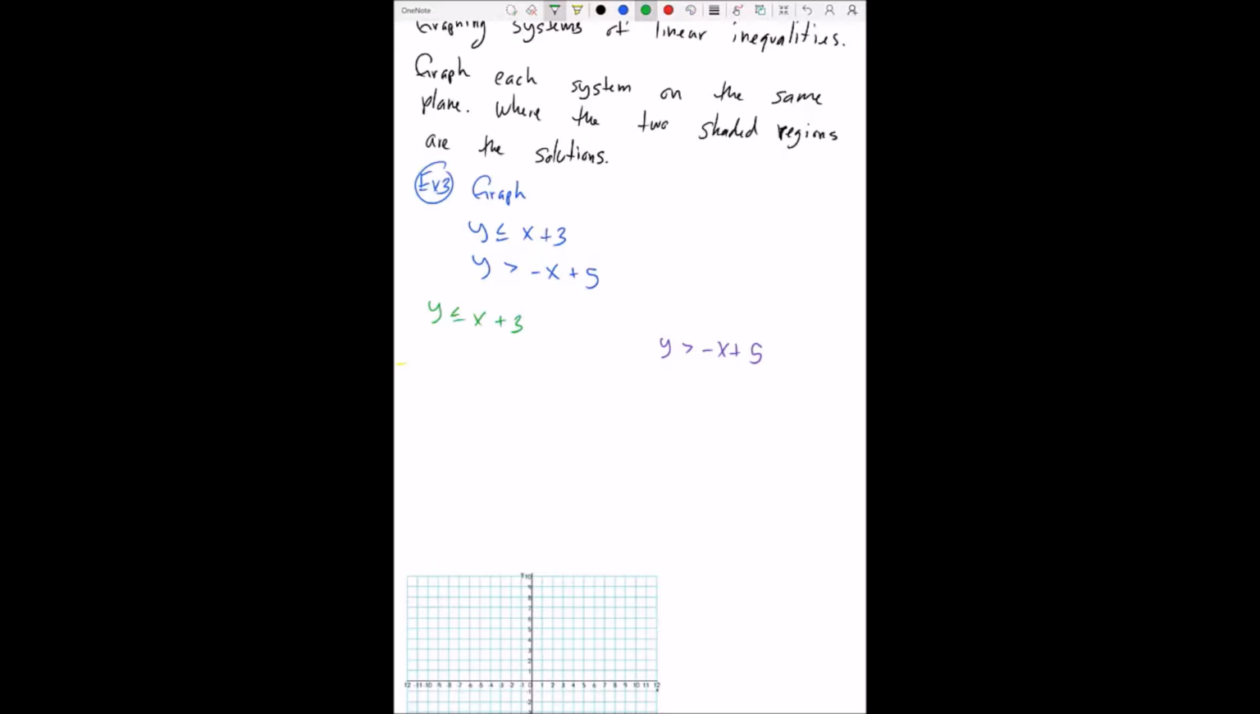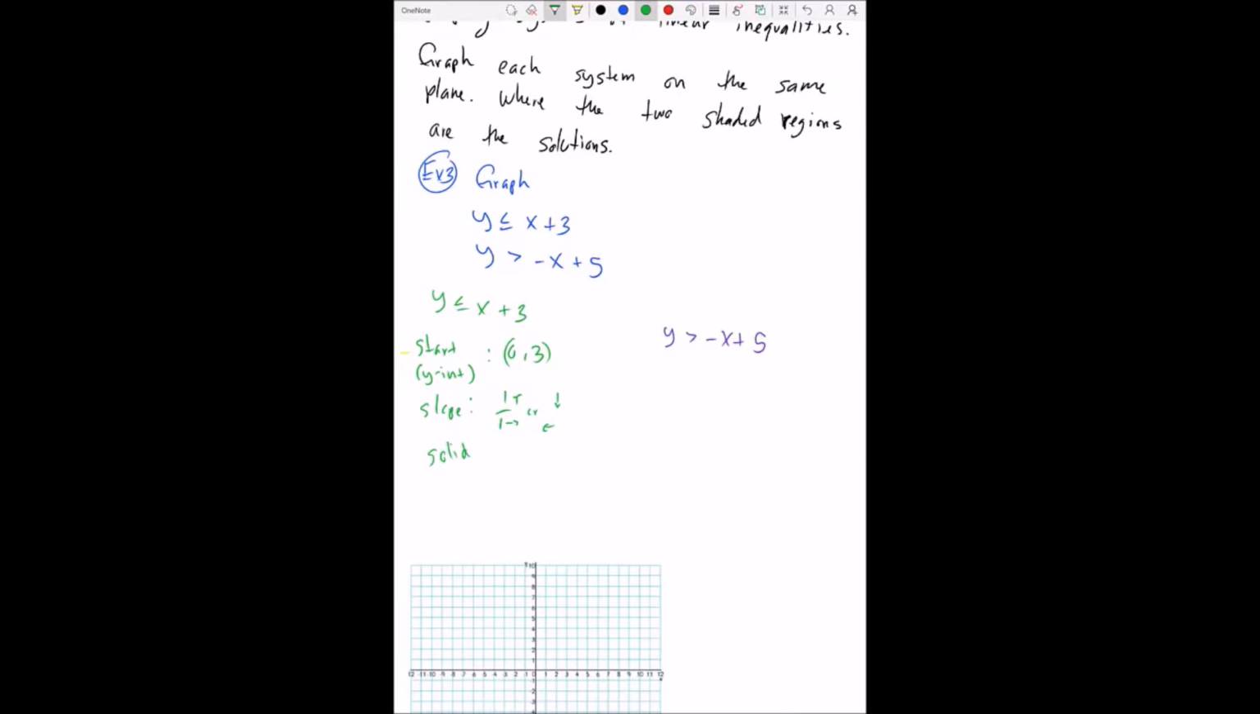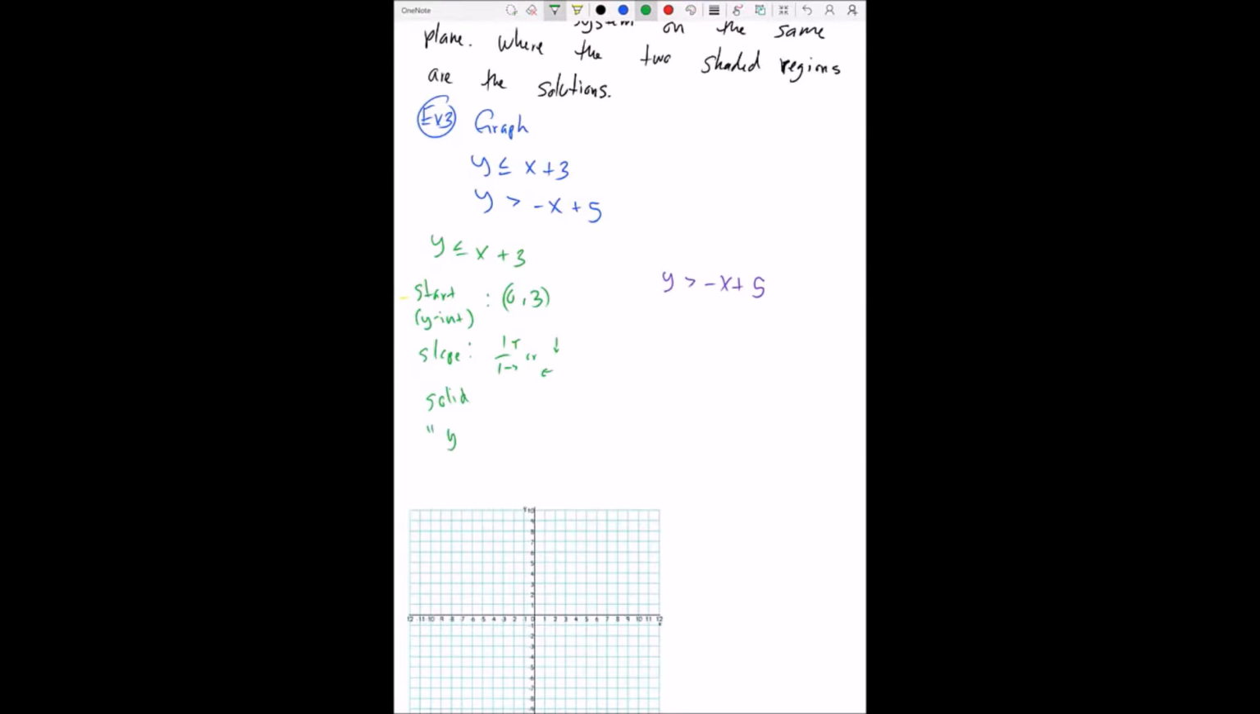So for our first one, y is less than or equal to x plus 3, our start, which is our y-intercept, is 0, 3. Our slope is 1/1, so I can go up and right or down and left. It's going to be a solid line because it has the line underneath. That's a really easy way to remember whether it's solid or dotted: if it has a solid line underneath, it's going to be solid. And then y is less than x.